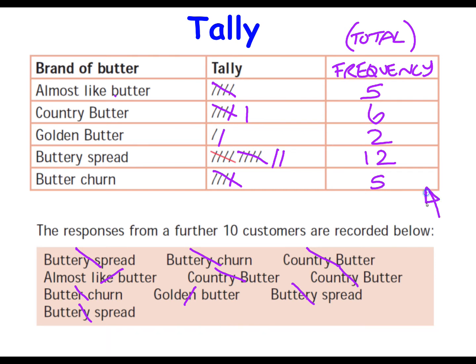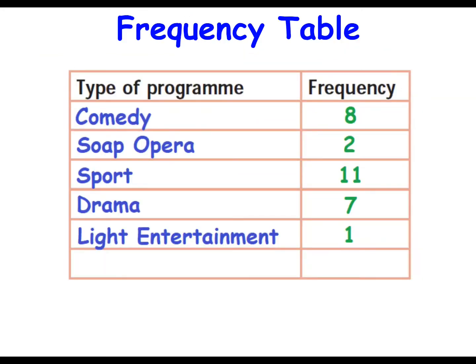And this is called a frequency table. It sounds really posh, but all it is is the totals for whatever it is we're having a look at over here. So here's a frequency table that's already been done for us. So we've added the tally up, or we've counted the number of people that like particular types of TV program. So what a frequency tells us is that 8 people like comedy, 2 people like soap opera, 11 like sport, 7 like drama, and 1 likes light entertainment.